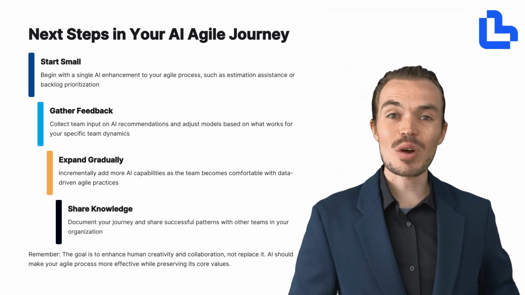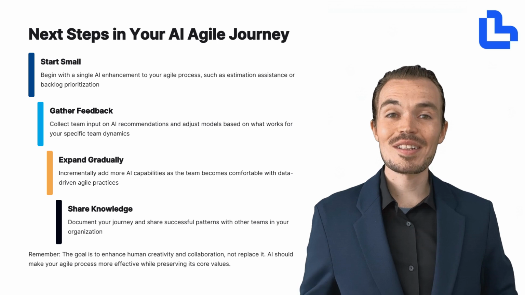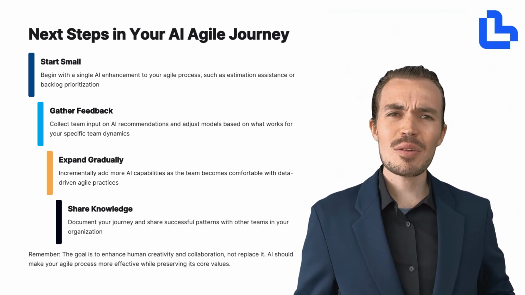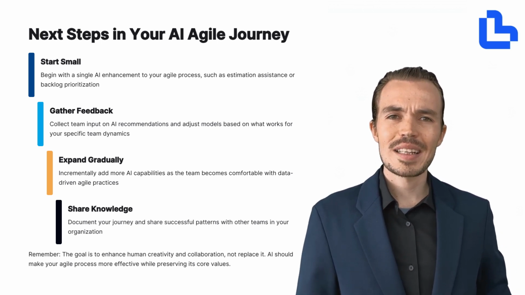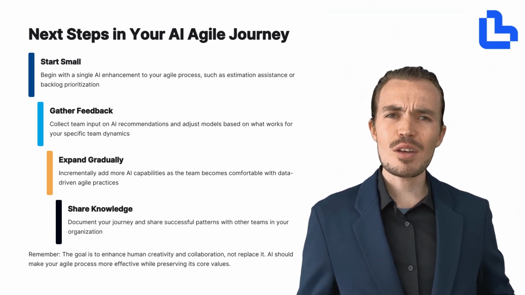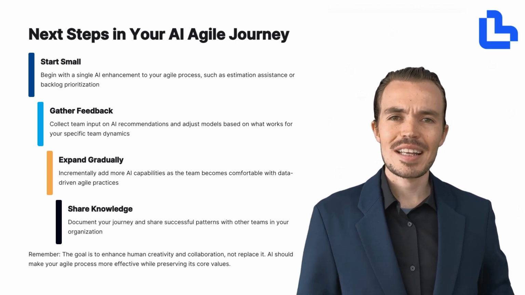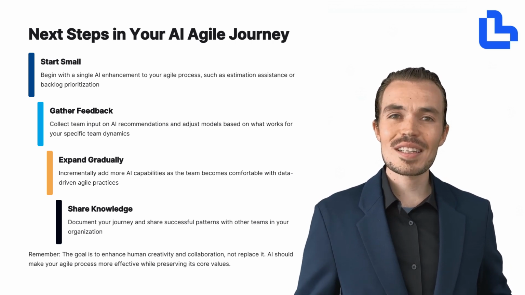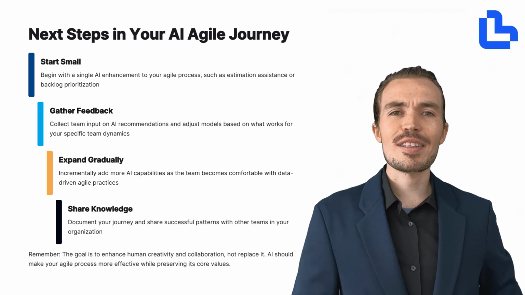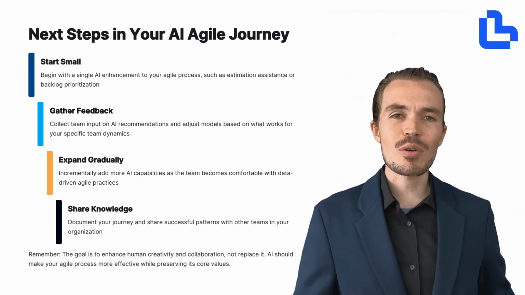Choose one area of your Agile process to enhance with AI. Maybe it's estimation assistance, backlog prioritization, or sprint forecasting. Begin with a manageable pilot that allows your team to explore the benefits without feeling overwhelmed. Next, gather feedback. AI is only as effective as the context it's trained in. Encourage your team to share their experiences with AI-generated recommendations. What worked? What didn't? Use that input to refine your models and tailor them to your team's unique dynamics.